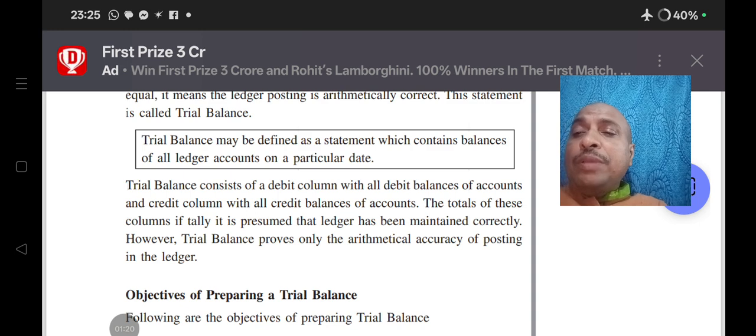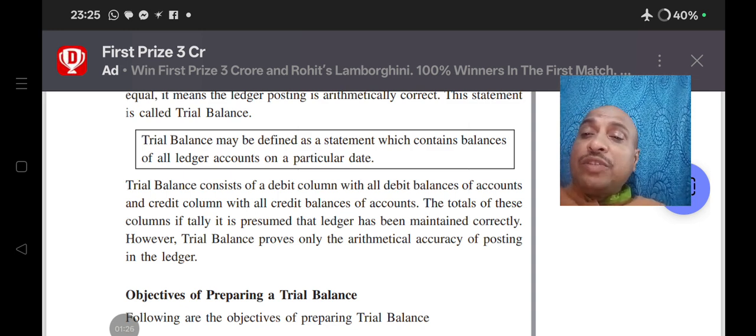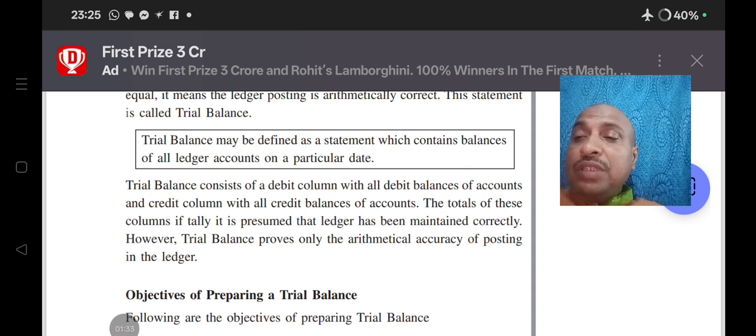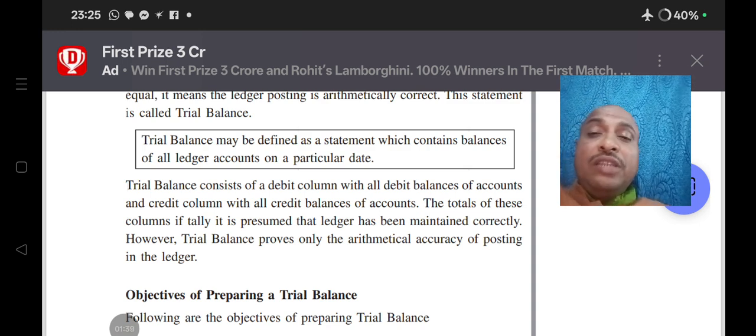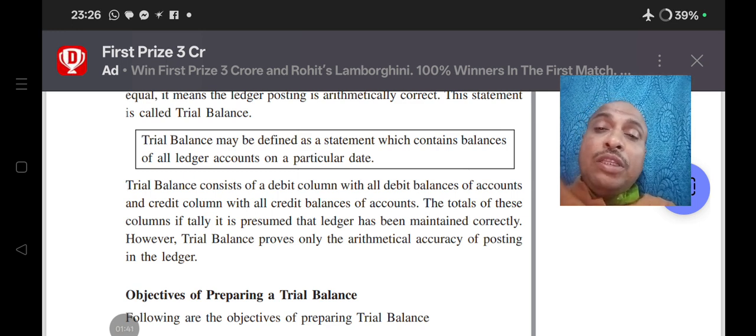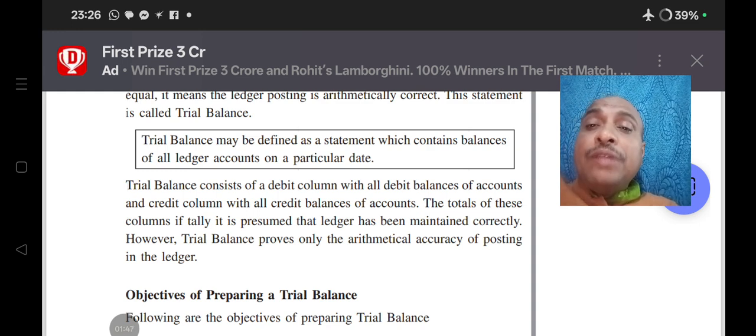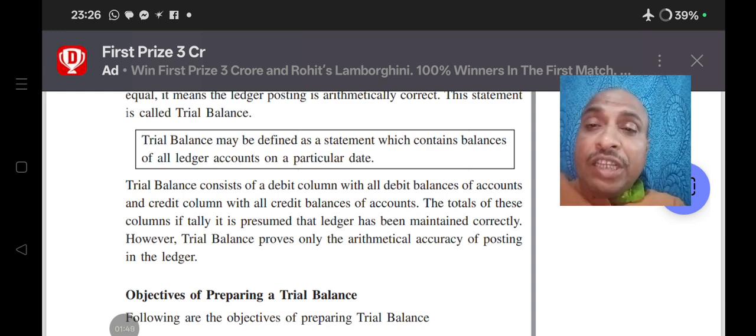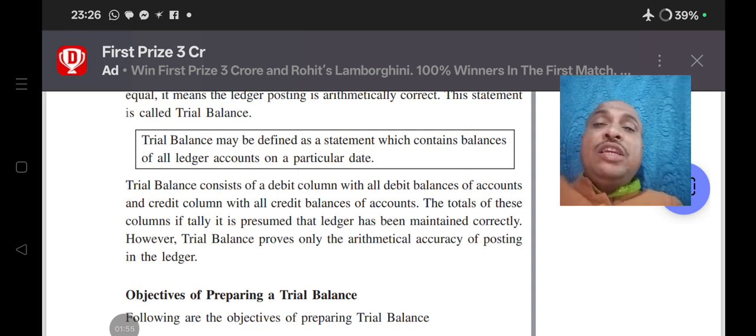नीचे यहाँ क्या लिख रहा है कि ट्रायल बैलेंस कंसिस्ट ऑफ अ डेबिट कॉलम विथ ऑल डेबिट बैलेंसेस ऑफ अकाउंट्स एंड क्रेडिट कॉलम विथ ऑल क्रेडिट बैलेंसेस ऑफ अकाउंट्स. द टोटल ऑफ दीज कॉलम्स इफ टैली, इट इज प्रिज्यूम्ड that ledger has been maintained correctly. However, trial balance proves only the arithmetical accuracy of posting in the ledger. Yes, there may be errors of principle, duplicate errors, compensating errors. But if there are no arithmetical errors of compensating nature, then the trial balance will agree, even though there are so many mistakes.